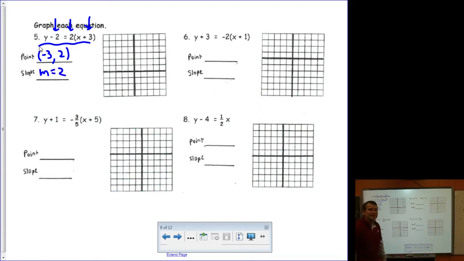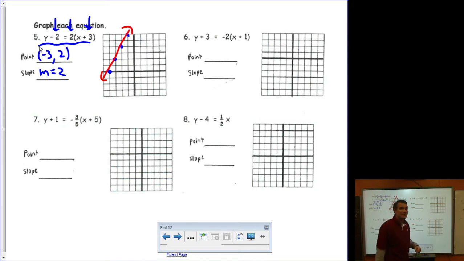And so now I can go ahead and graph that by graphing the ordered pair -3, 2, and using the slope to go up 2, right 1, up 2, right 1, or down 2, left 1. And I could draw my line.